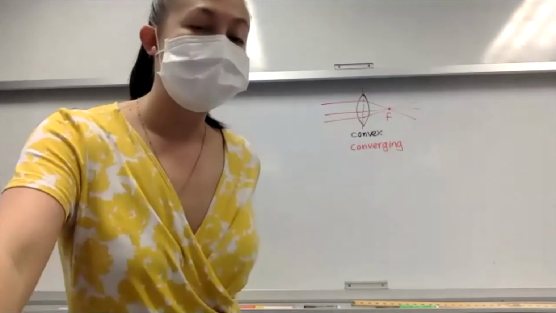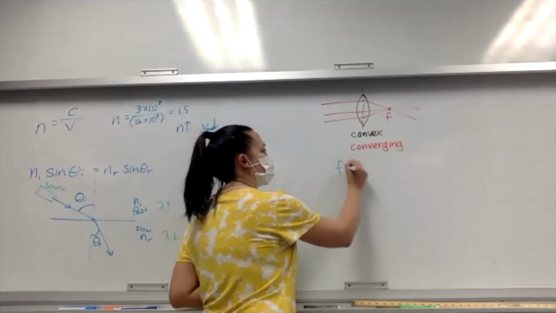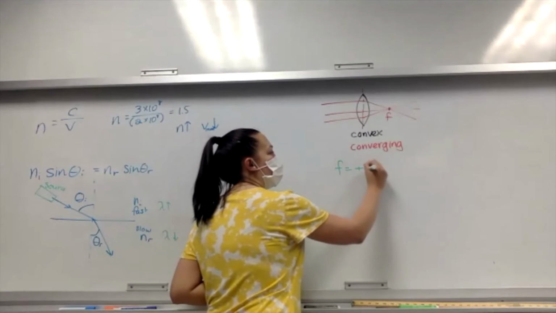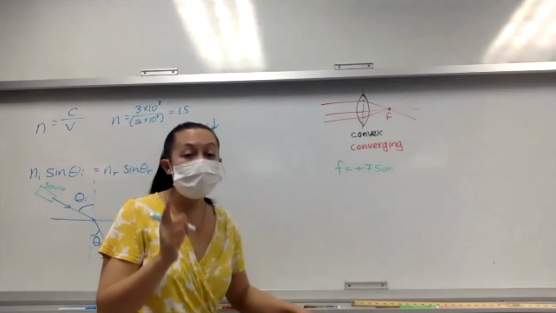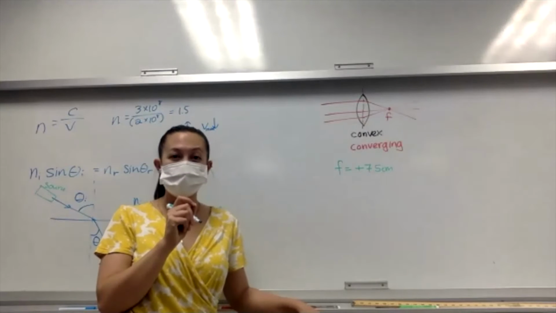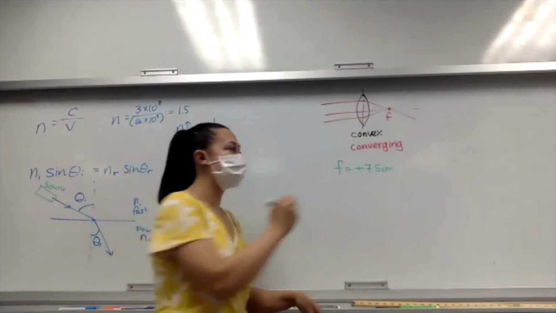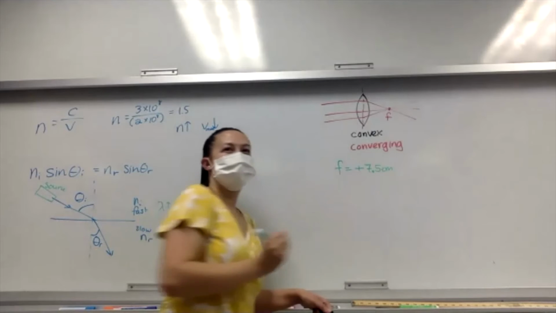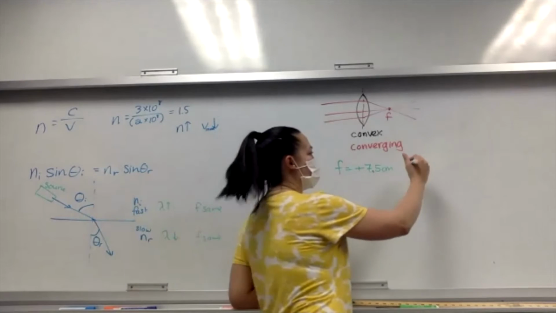Sure. So let's say I measure the focal length of 7.5 centimeters. I'm going to call that positive, because those light rays literally intersect. Okay. How would I take that 7.5 and turn it into a radius? Double it. So what would I get here?